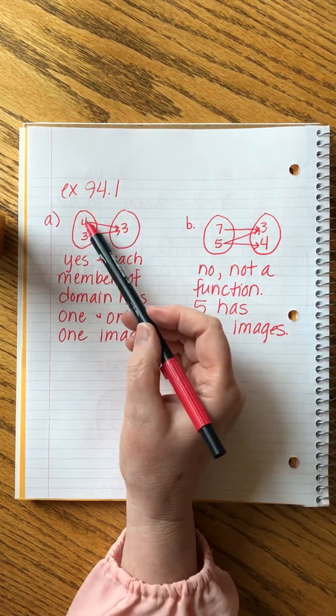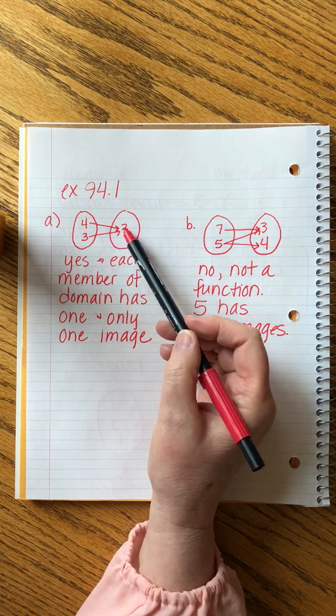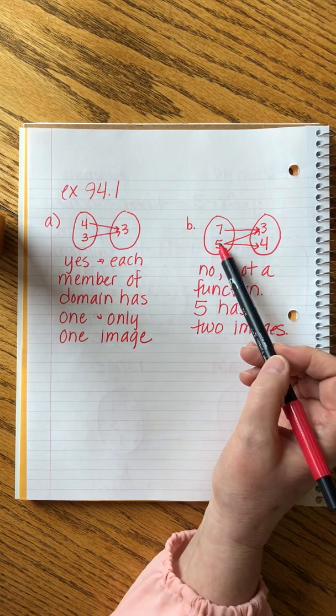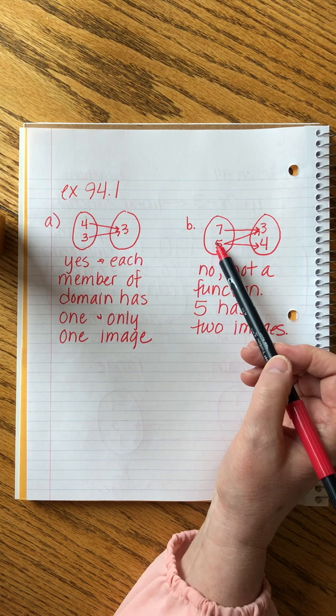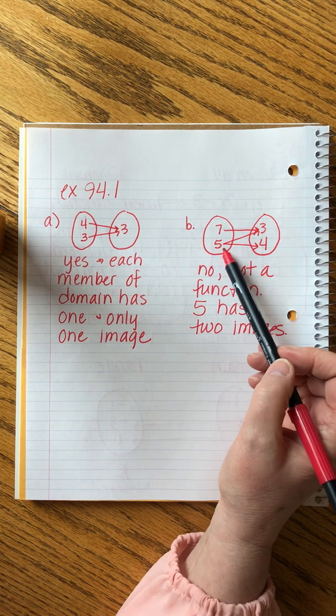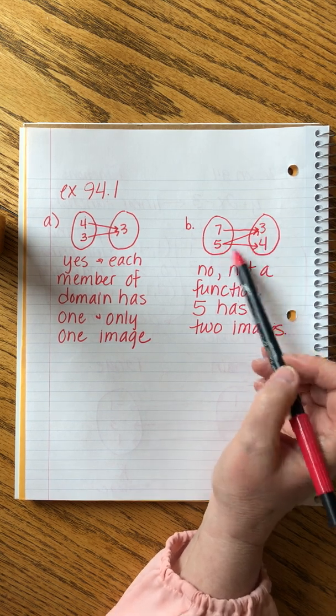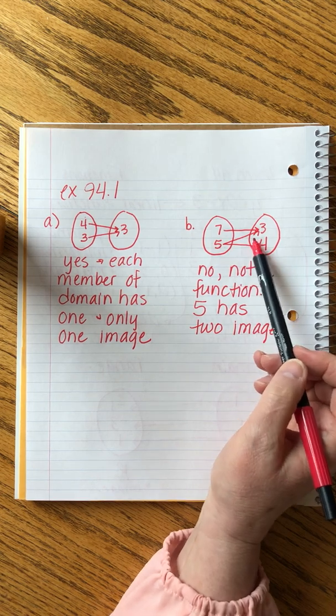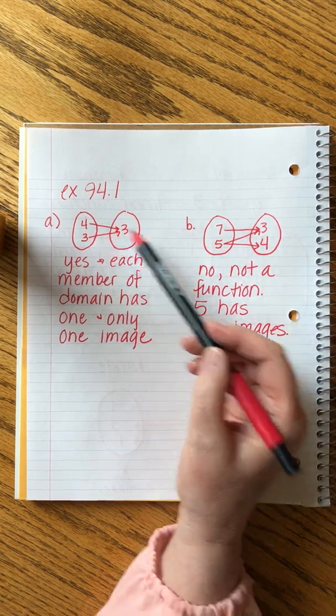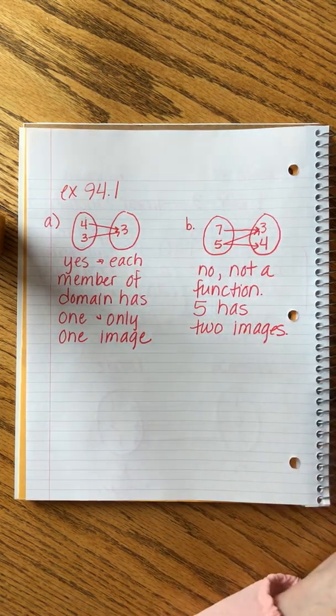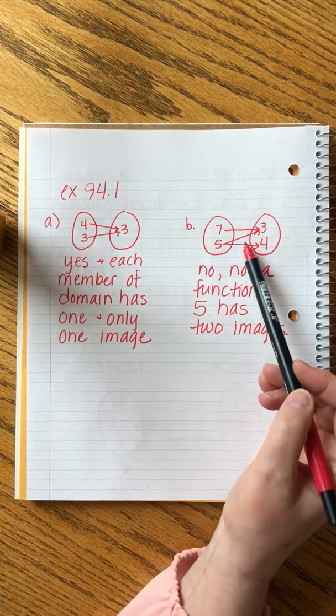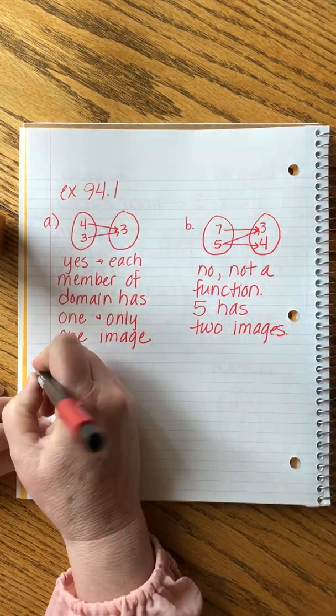Notice the difference. It's okay if they both point to the same number, but it's not okay if a member of the domain points to 2. See the difference between these arrows and these arrows? That's the difference between a function and not a function. C.